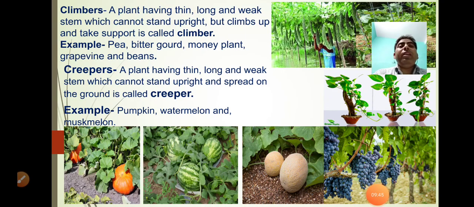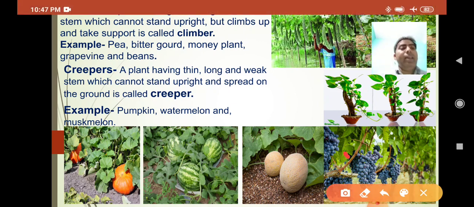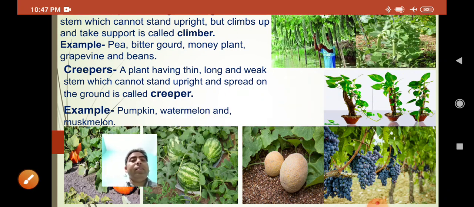Now come to the climbers. Climbers and creepers. What are the climbers? The climbers are plants like pea plant, money plant, and grapevine plant. Here you see they are the climbers. Here are the grapes, the money plant, and the bitter gourd. And this you can see here is the pea plant.